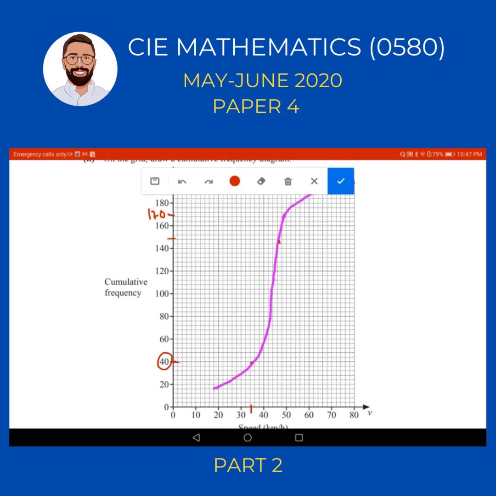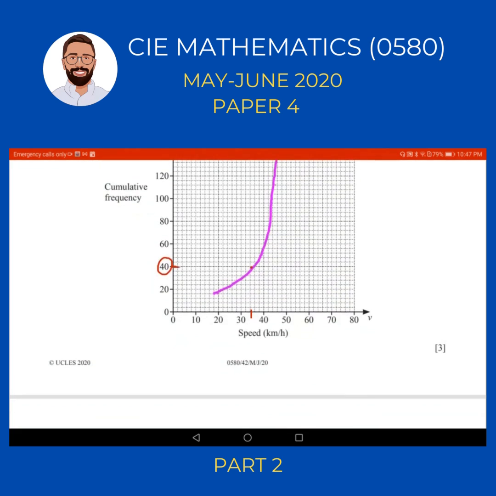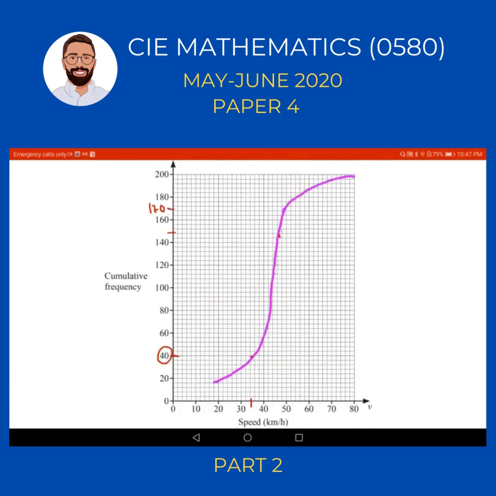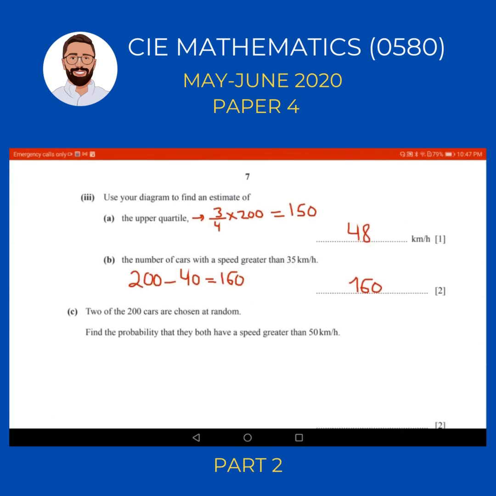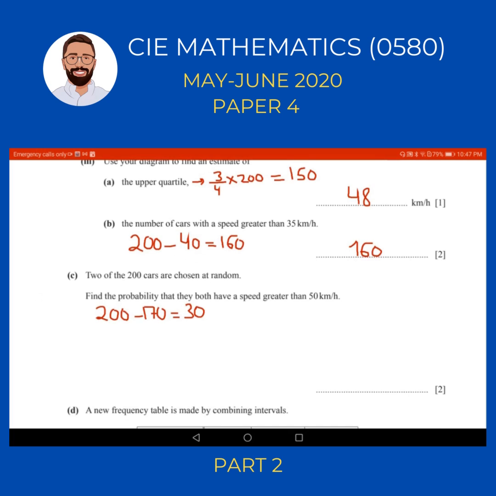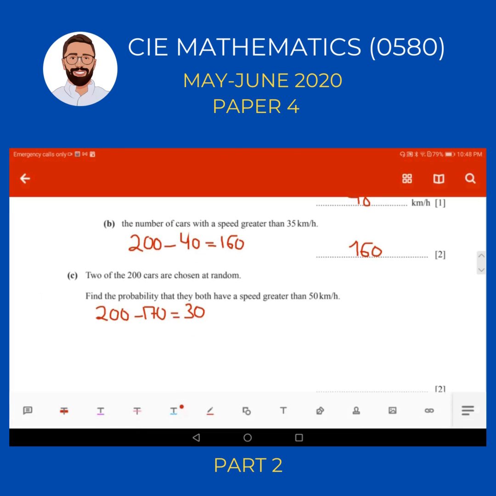So to find the number of cars with a speed greater than 50, I need to do 200 minus 170, and the answer is 30. So 30 are the number of cars that have a speed greater than 50. Now, of these 30 cars, I'm picking 2 cars at random. So what's the probability that both cars have a speed greater than 50?